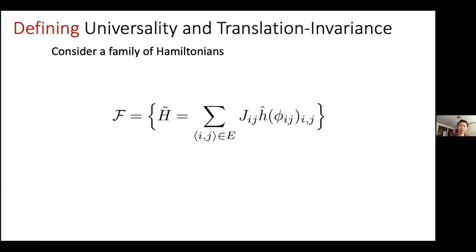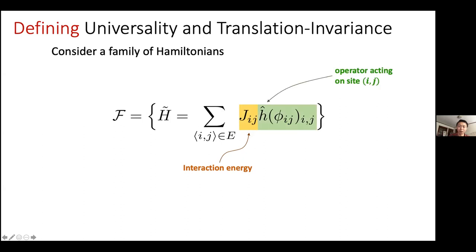Now, I need to tell you what I mean by universality. This is done in the context of not a single Hamiltonian, but a family of Hamiltonians. More specifically, we consider families of Hamiltonians of the following form. They're defined by just two-body interactions on some set of edges, and there's a prefactor for each term that describes the interaction energy. The operator h is a two-body operator that acts on sites i and j with potentially some site-dependent parameter phi.